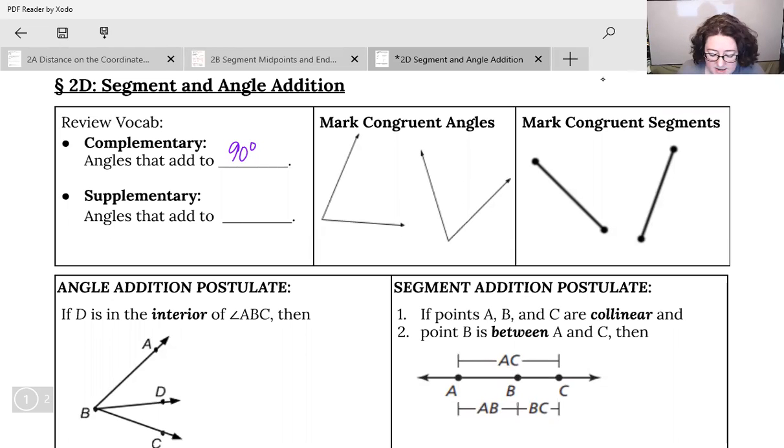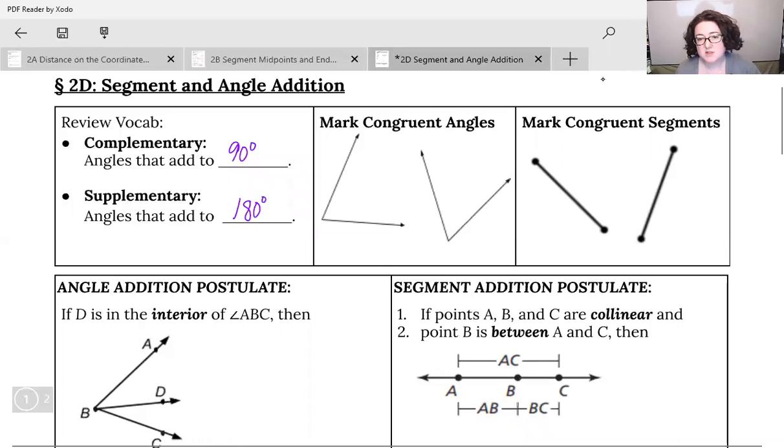Supplementary angles are angles that add up to 180 degrees. In other words, they make a nice straight angle if we put them right next to each other. But we don't have to. We could have a 40-degree angle and a 50-degree angle totally separate from each other, but they're still going to be complementary to each other. So we could have angles right smack up next to each other, or we can have them separated. It really doesn't matter when we're calling them complementary or supplementary. All we're focusing in on is what do their measures add up to.